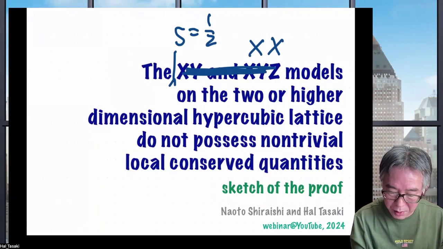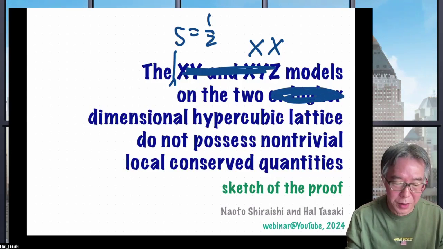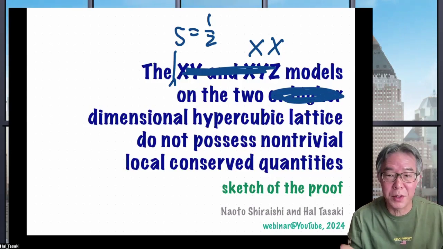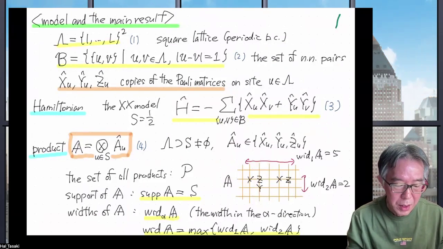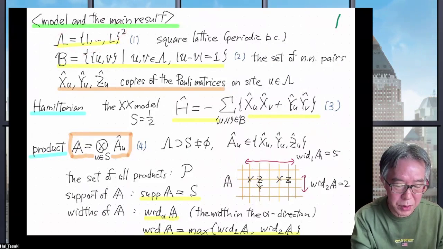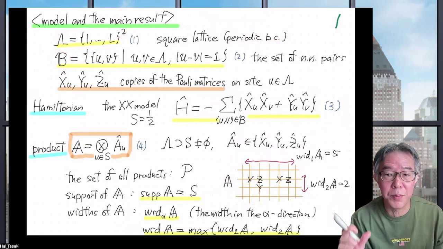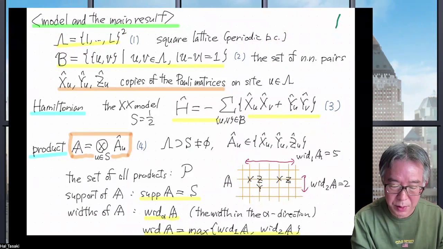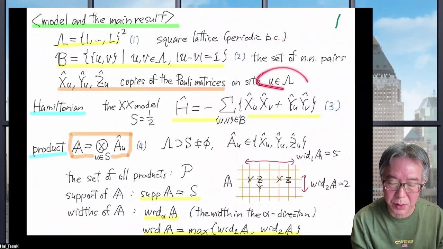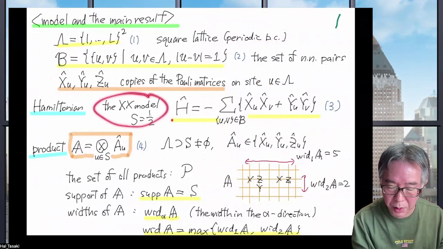Okay. And in two dimensions. Well, doing three or higher dimension is just trivial, but this makes some equations and discussion simpler. Okay. Let's get started with model and main result. So lambda is just a square lattice with L by L sites, and I take periodic boundary condition. By B, I denote the set of pairs of nearest neighbor sites, like this. Okay, and then X_u, Y_u, Z_u denote copies of the Pauli matrices on site u, and this is the Hamiltonian for the XX model on spin 1/2.